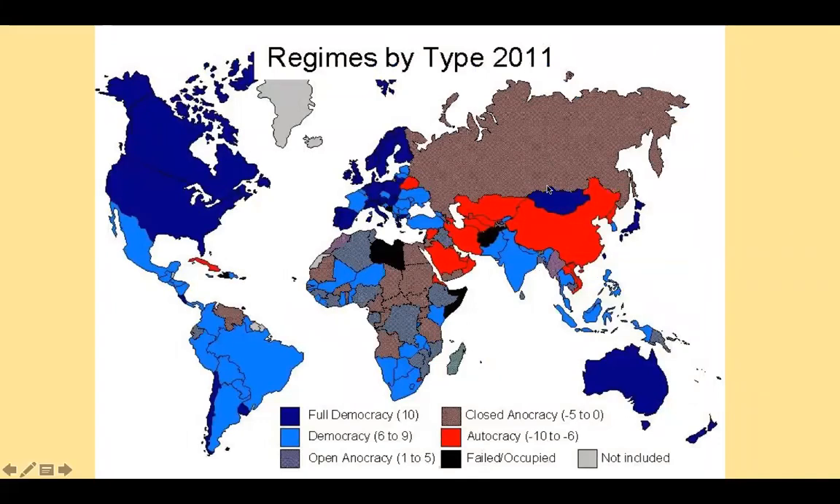And there's another way we can look at the data. We can look at countries in terms of whether they are full democracies, democracies or not full democracies, the 6 to 10 range, open autocracy, closed autocracy, and then some other categories. This is just another way to look at the data by distinguishing between some different types of regimes.